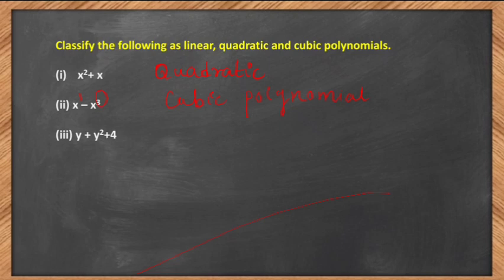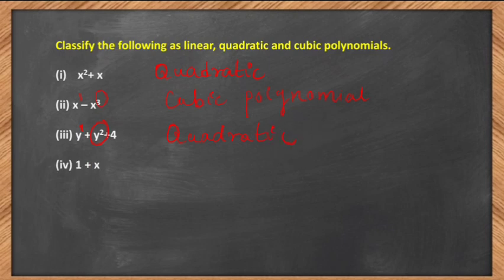y plus y square plus 4. Now let's see the next question. y plus y square plus 4. So here the power of the variable is 1, here 2. So what is the maximum power? 2. So degree is 2. So if the degree is 2, that is a quadratic polynomial.